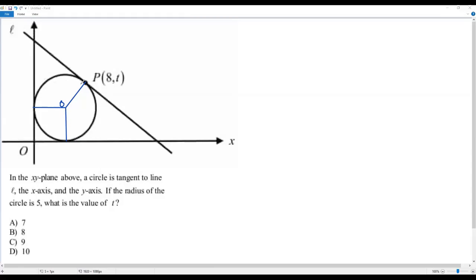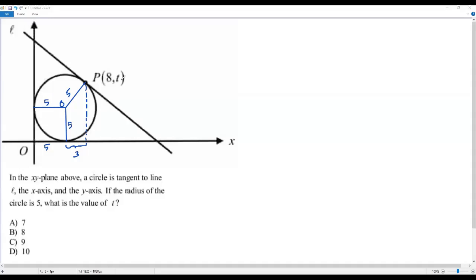Since all these three line segments represent radii, the length of each line segment is 5. So here we have 5, and here we have 5. And so here we have the x-coordinate 8. Let me draw a dotted line to the x-axis over here. So the length of this part is 8 because the x-coordinate over here is 8, and already we know that the length of this part is 5 because this segment is parallel to the radius. So this is 5, and the length of this line segment is 3.